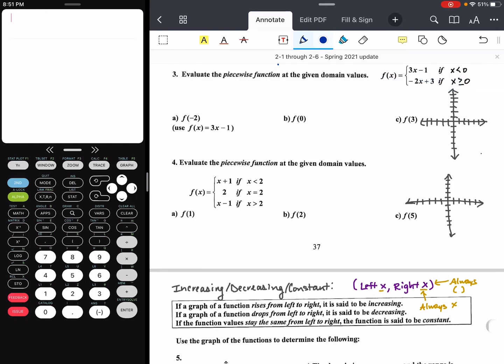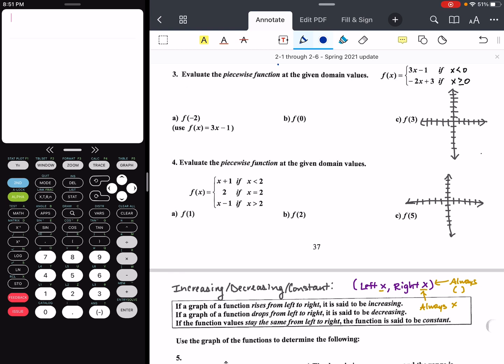Now we'll be talking about piecewise functions. So piecewise functions, they're functions that are defined over certain parts of the domain. So they'll look kind of disjoint pretty often, like they'll kind of change directions. So looking at number 3, we've got f of x equals 3x minus 1 if x is less than 0, and f of x equals negative 2x plus 3 if x is greater than or equal to 0.